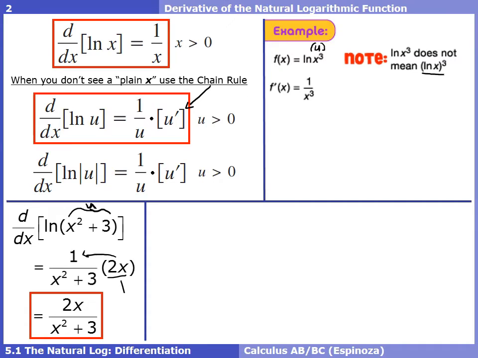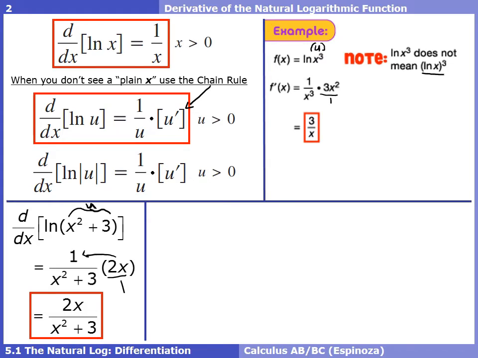But because it's not a plain x, we need to multiply by the derivative of u, and in this case the derivative of x cubed is 3x squared. If we multiply and simplify here, the 3 will stay in the top. Since we have an x squared over 1, the x squared in the top cancels with 2 of the x's in the bottom, and we're just left with 3 over x. A perfectly acceptable way to do this problem.